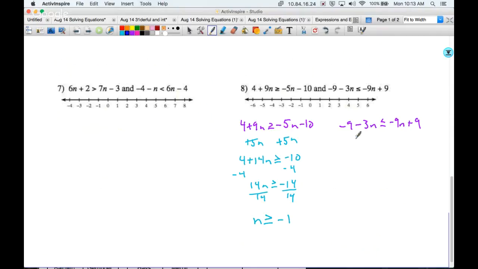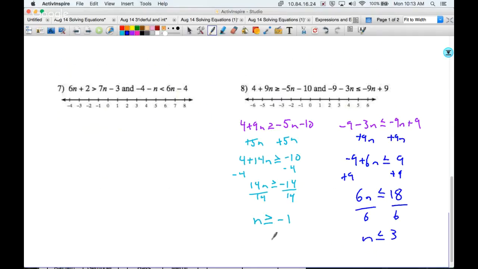We'll do this one. Again, I want to move the variables to the left, constants to the right. So I'll add 9n to both sides. Negative 9 plus 6n less than or equal to 9. Add 9, add 9. 6n less than or equal to 18. Divide by 6, divide by 6. N less than or equal to 3.